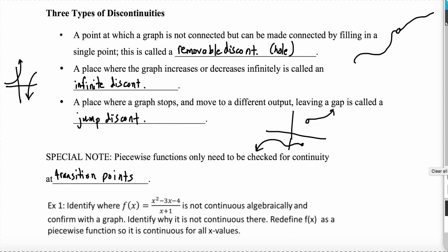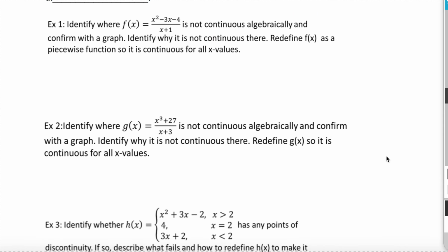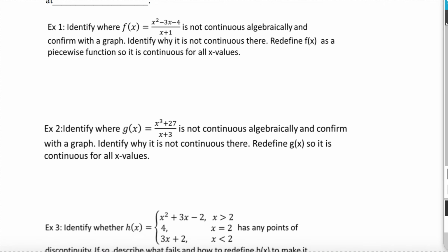All right. We're getting close to wrapping it up here. So now that we have this idea of different types of discontinuities, let's say we want to identify where f of x is not continuous algebraically. We can skip confirming with a graph for today for these. Identify why it's not continuous there, and then redefine it as a piecewise function so that it is continuous for all x values. So let's take a look at f of x. First, we want to identify where it is not continuous. So I can already tell the denominator is going to give us problems, right?